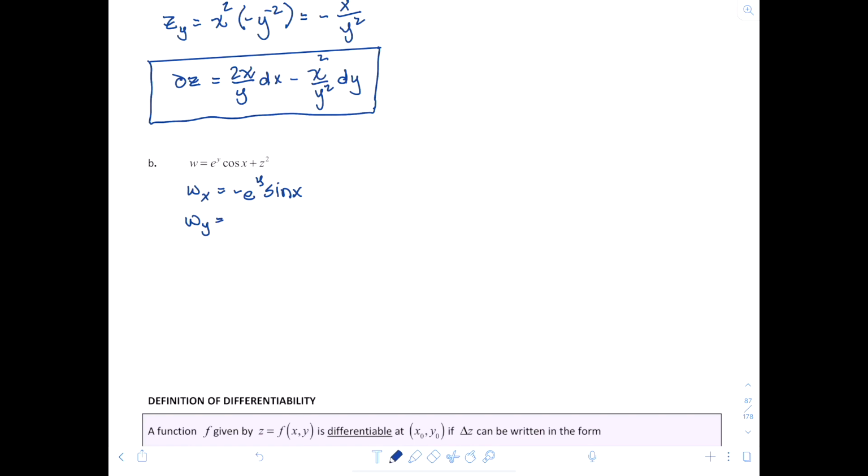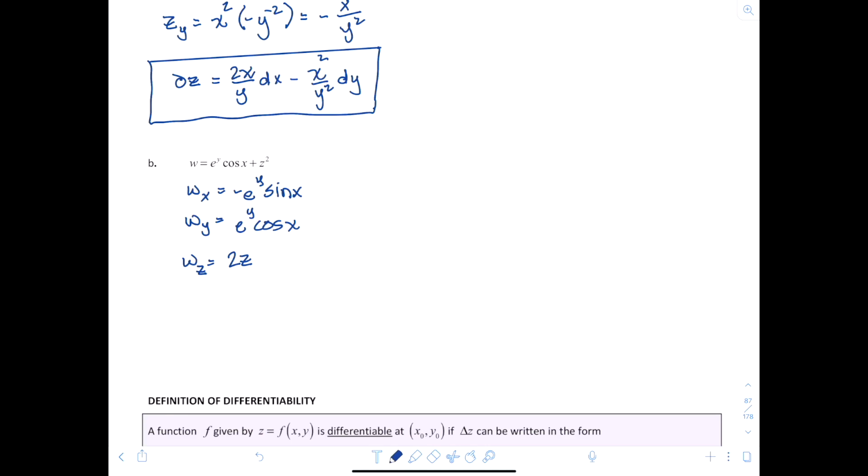Wy is just going to be e to the y, because the exponential is its own derivative, and we're doing it with respect to y, so if you apply the chain rule on the angle, you would just get 1. And then cosine of x goes along as a constant multiplier. Now wz, the very first term zeroes out, and then we would just get 2z.